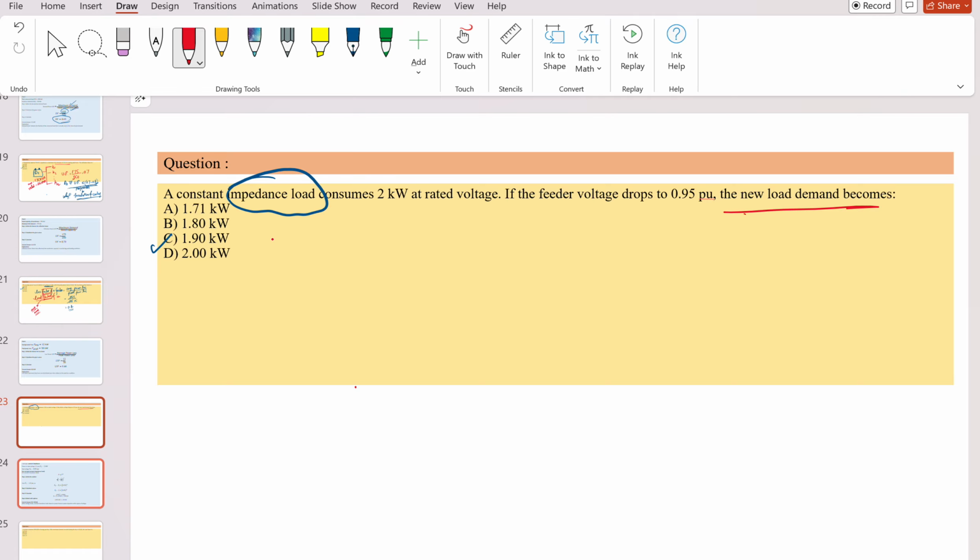Okay, so there is a feeder. Suppose there is a distribution bus, and there is a line which has certain impedance, a resistance R and inductance L, and then a particular load is connected.